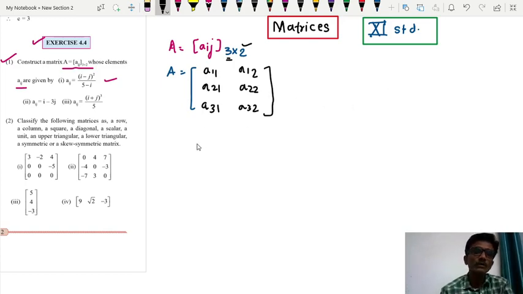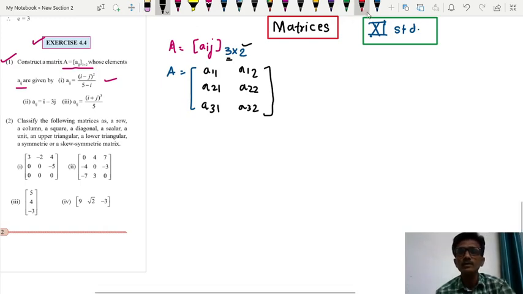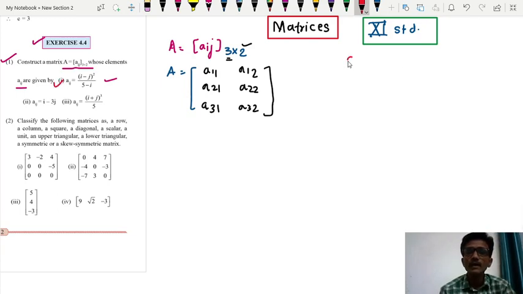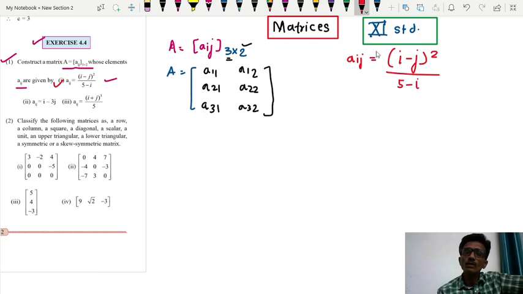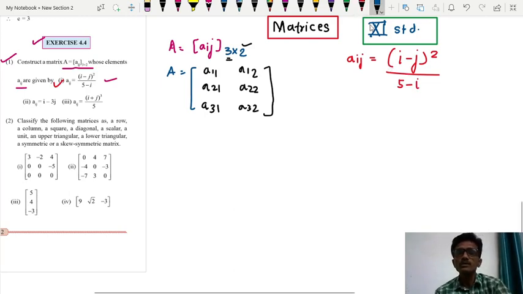Now see, the first sub question is, Aij equal to (i minus j) whole square upon (5 minus i). So i is for row and j is for what? Column. So let's construct these elements.